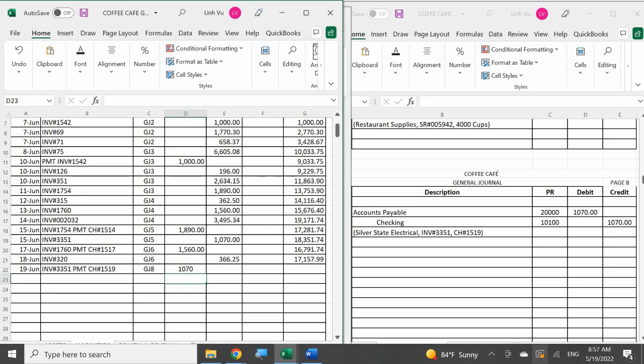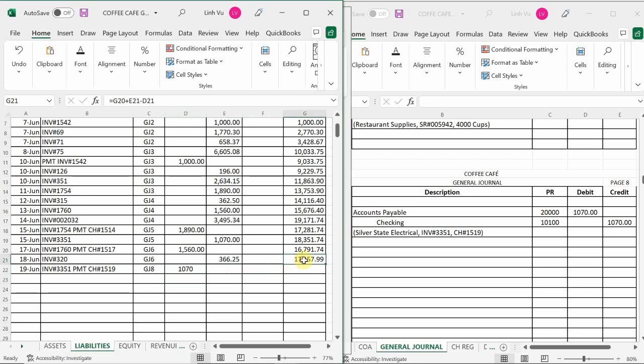If I started out with 17,157.99 and I just decreased my account by 1070, how much should I have left? $16,087.99.